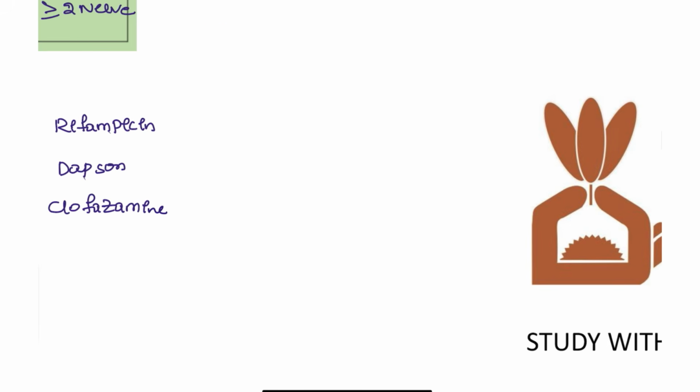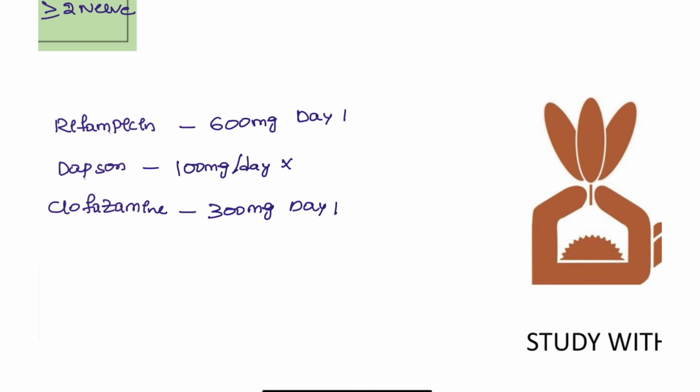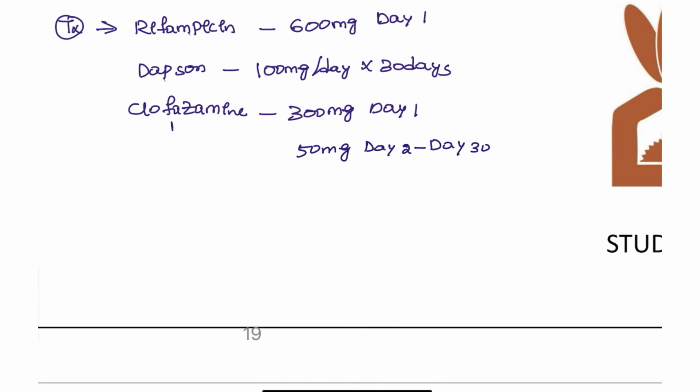Okay, for rifampicin, how much is the dosage? It is given 600 mg on day 1, along with 300 mg of clofazimine on day 1. Only on day 1 of the month starting. Next, dapsone is given 100 mg per day for 30 days, and clofazimine is 50 mg from day 2 to day 30. It is given per day. This is how we are going to give. Rifampicin can cause pigmentation.